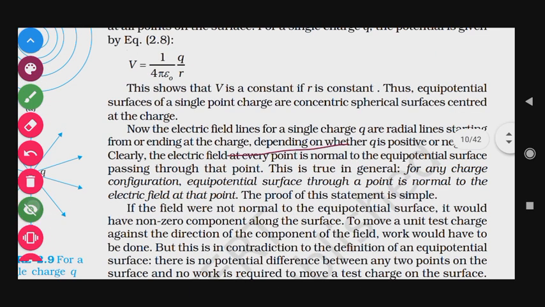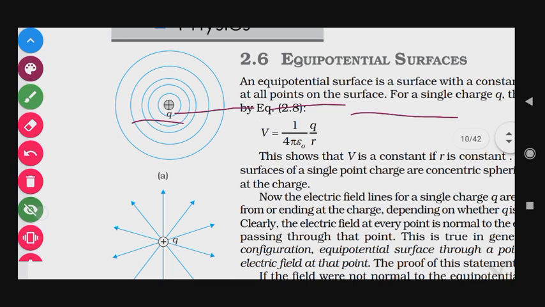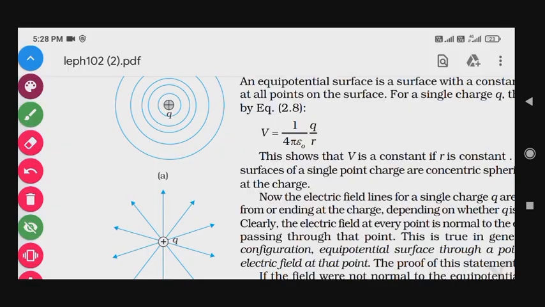The equipotential surfaces of a single point charge are concentric spherical surfaces centered at the charge. Like this, you can see for a point charge, the equipotential surfaces are concentric spheres. Okay, now we'll move to the next point.